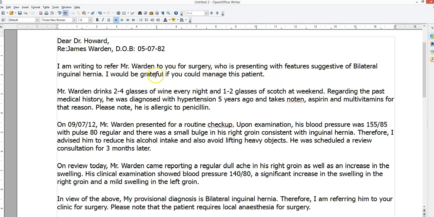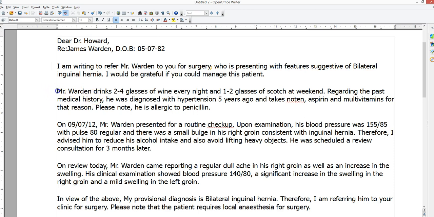Okay, "I'm writing to refer Mr. Warden for surgery who is presenting with features." You don't really need that comma, you can take it out. "Surgery who's presenting with features is about lateral ankle hernia. I would be grateful if you could manage this patient." Well, okay, you can put that sentence in, but it's not strictly necessary, really. But okay, we can leave it.